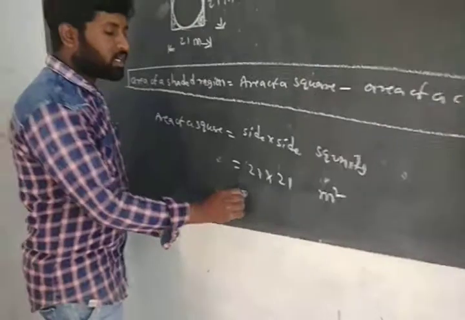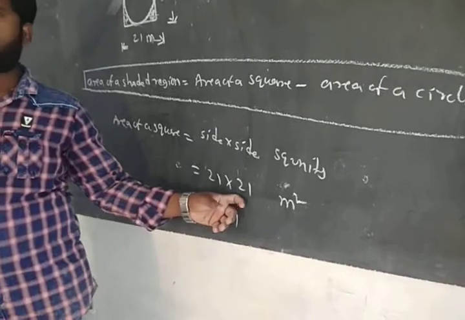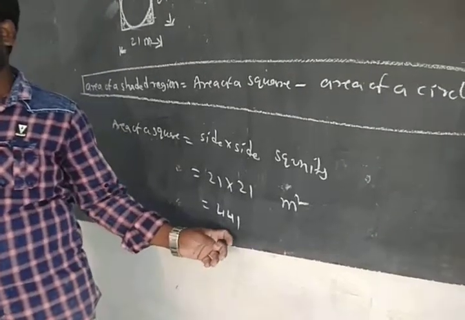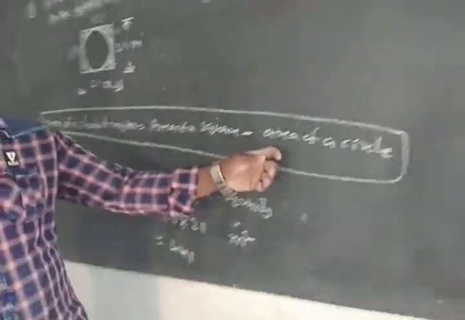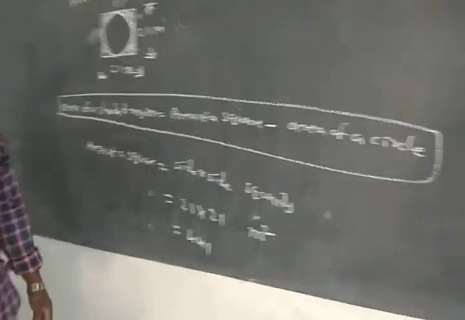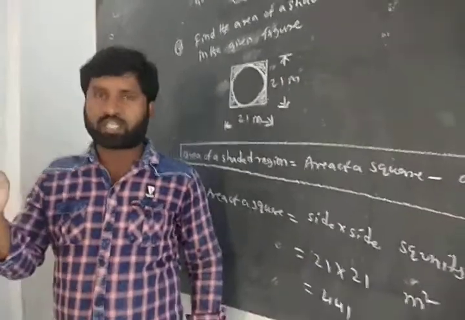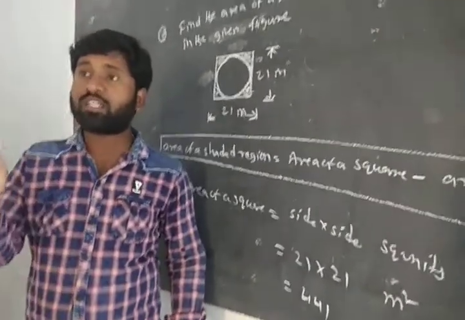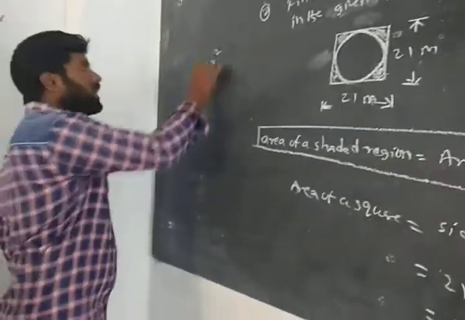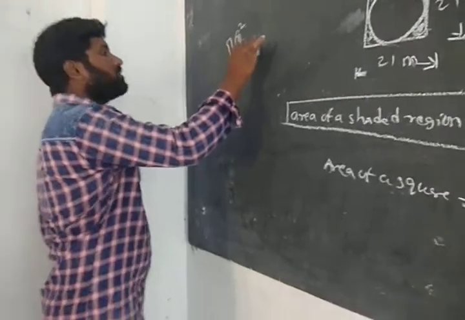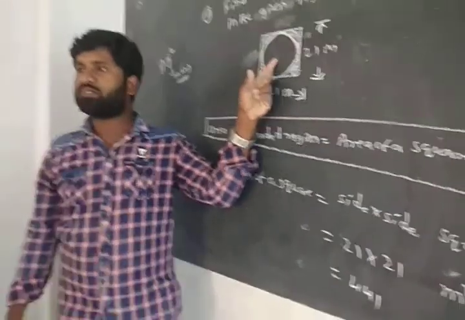21 into 21 means what? That is 441. Now we want the area of the circle, but observe here. If we want to find the area of a circle, we need the radius, because the area of a circle uses the formula pi r square. Here r stands for radius. But in this given circle, the radius is not given.